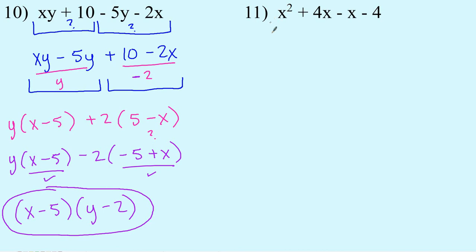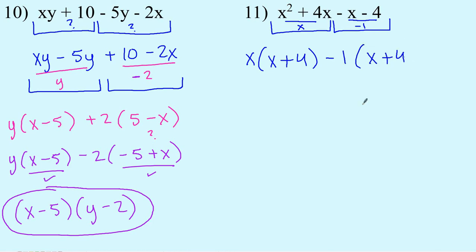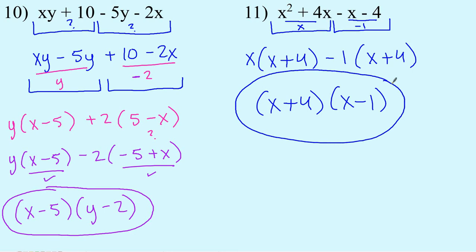All right, let's do number 11. So pull out the first 2 and the last 2. Yes, I know you can combine that, but whatever, just do it this way. So here we can divide those by x, and here, I don't like those negatives, so I'm going to divide by a negative 1. So if we pull out the x, we're left with x plus 4. Here, if we pull out the negative 1, we're also left with x plus 4. So we get x plus 4 times x minus 1. And that's grouping. All right, so hopefully this makes sense. If not, just come and see me, and we'll work it out.